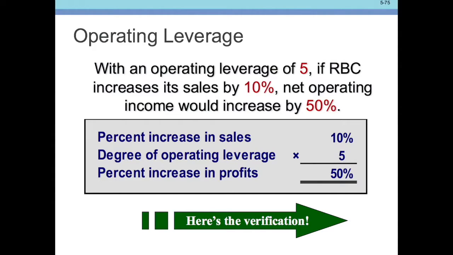What does that mean? Well, if you put it into words, it says with an operating leverage of 5, if the bicycle company increases its sales by 10%, its net operating income would increase by 50%. Its net operating income goes up 5 times faster than its contribution margin. So if you can get more contribution margin, you'll have more net income. So that's an interesting thing to know about a company, is how much operating leverage it has.